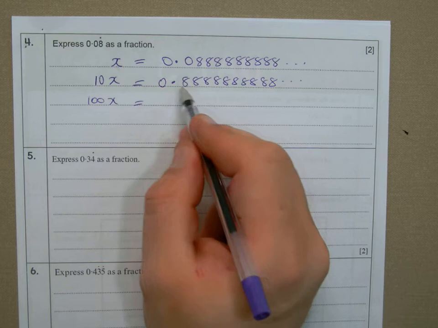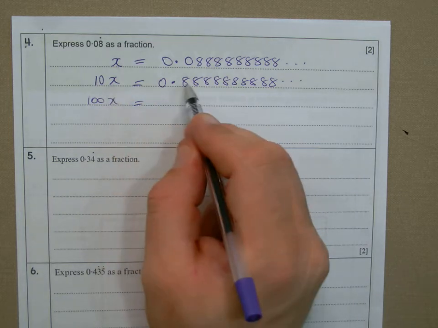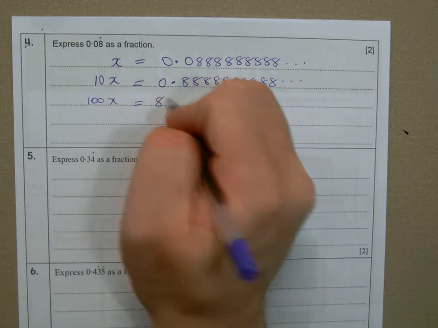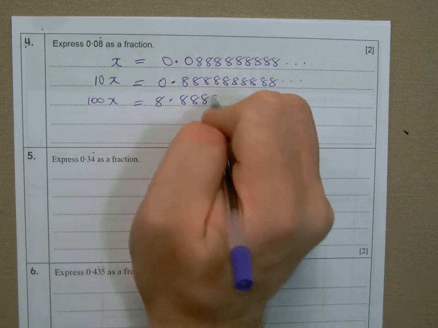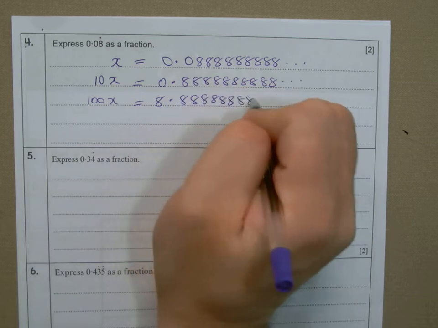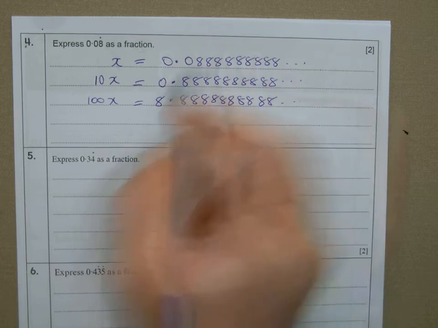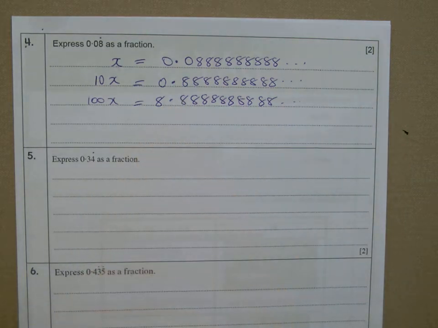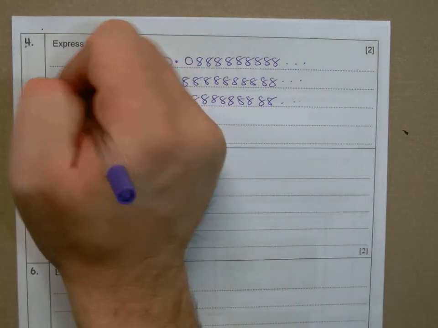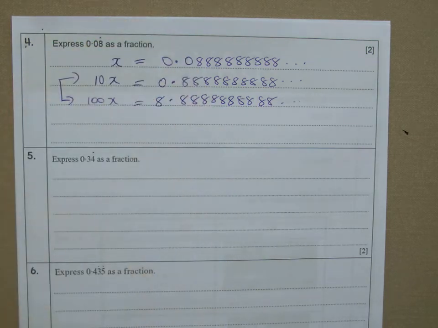But ultimately, if I times this by 10 again, the 8s will move up one more place, so I get this. What I want you to notice then is, the last two I've written down, after the decimal point, they're identical, aren't they? So we're going to consider these two, and we'll just take them away.